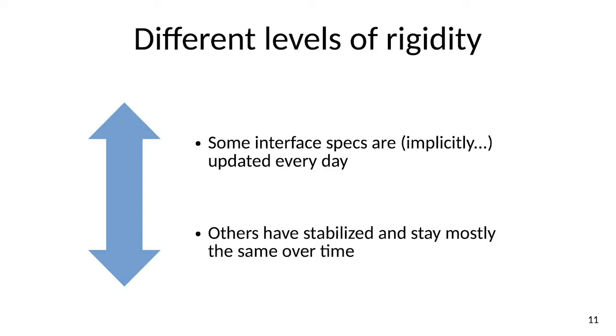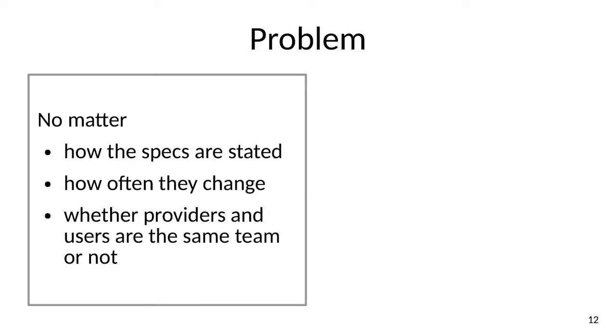Now, interface specifications can also have different levels of rigidity. Some of them are implicitly updated daily, while others, such as the RISC-V specification, for instance, have stabilized and stay mostly the same over time.